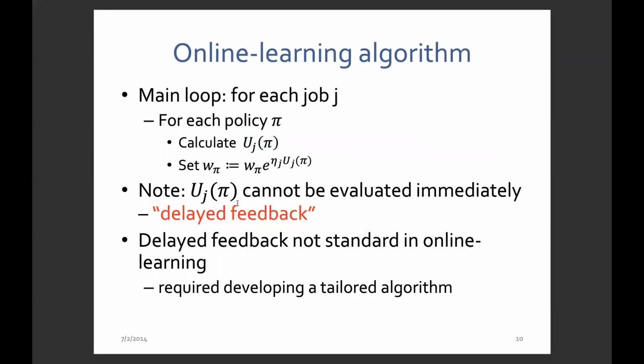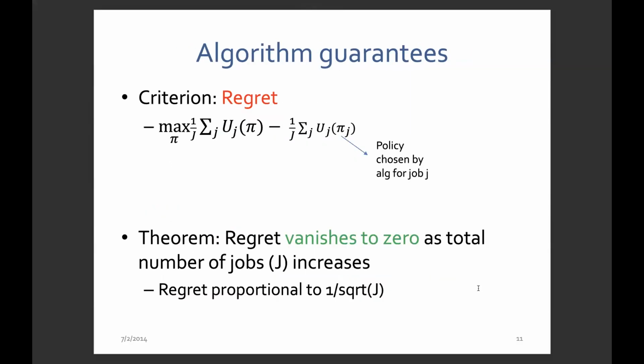However, the main drawback is that the utility function does not come in real time; it is delayed feedback. This delayed feedback is not standard in online algorithms, so they need to develop a tailored algorithm for it. To do this, they have a criterion called the regret function.